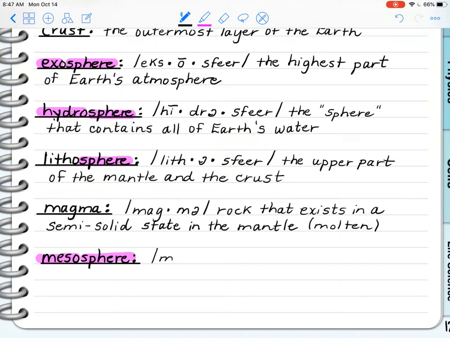Mesosphere. You could use an S there, but I like the Z because it's closer to the sound that I'm looking for, or you may call that a Z. Mesosphere is the word. Meso means middle, and sphere means ball. So mesosphere is the third highest level of the atmosphere. Remember, there are 5 levels, and this is the middle one. It's the third one of the atmosphere.